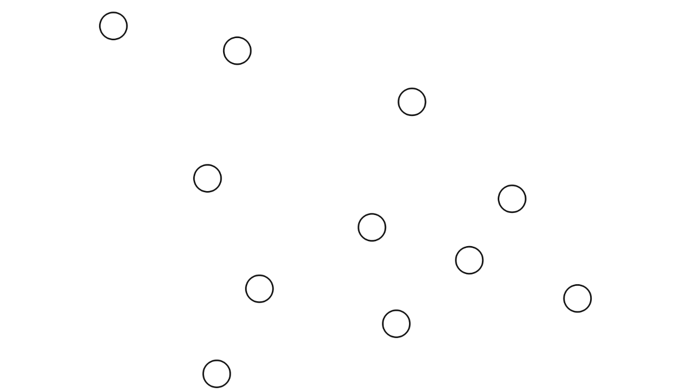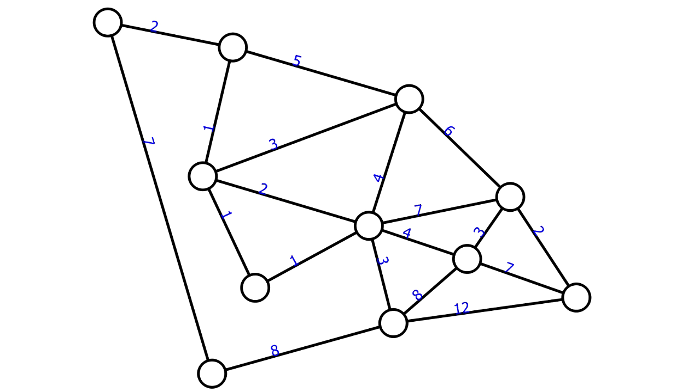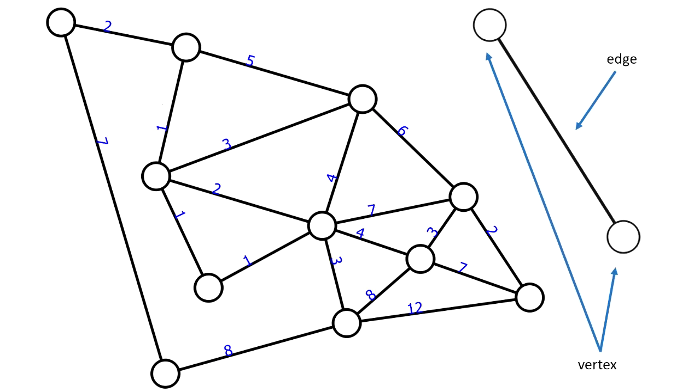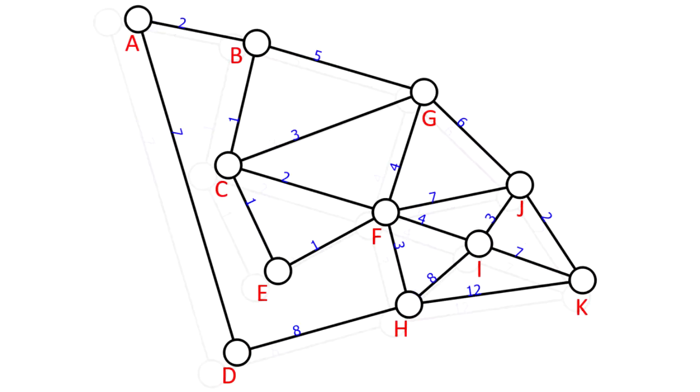Let's look at this set of points, bind them with lines, set a number to each one. Greetings! It's a mathematical graph. Points are called vertices, lines, edges. Imagine a map where vertices are localities and edges are roads with given length. What is the shortest path from A to K?